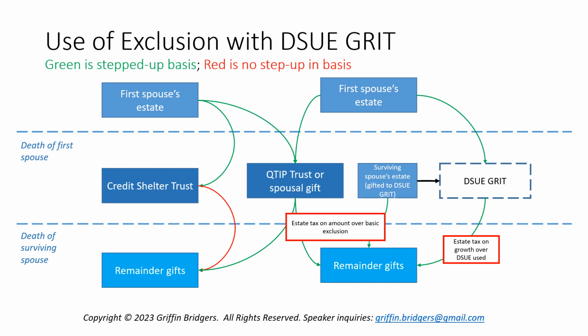But ultimately, what we have to do here when we look at the estate tax benefits is split these out into two paths. One, we have the QTIP trust and the surviving spouse's estate that's not gifted, and those will typically be subject to estate tax on amounts over the basic exclusion amount, assuming the DSUE is used in full to fund this DSUE GRIT.